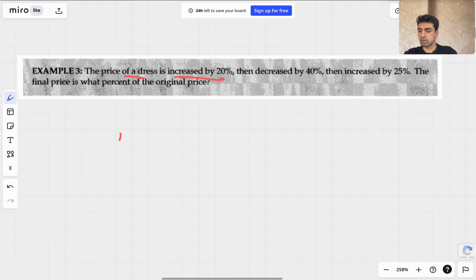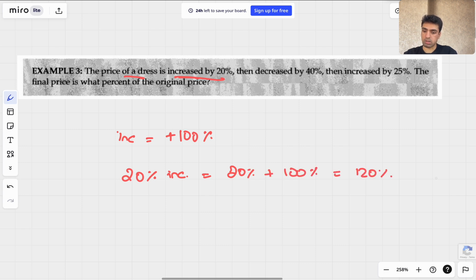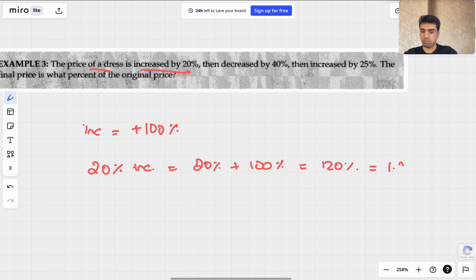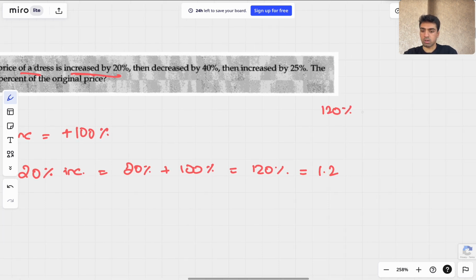Anytime it says increase or decrease, you would do it like this. So for example, if it says increase, you will add 100% to that value, right? So for example, if I say 20% increase, that means 20% plus 100%, which is 120%. And then you can write this as 1.2, because 120% means 120 over 100, which can be written as 1.2, right?